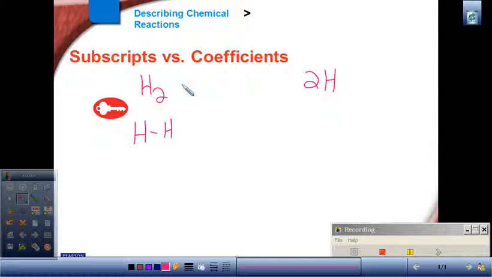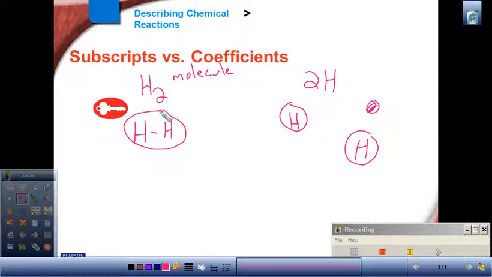This is a hydrogen molecule, whereas this over here is just 2 hydrogen atoms that are not connected. Alright, so very important difference. Subscript connected, coefficient not connected.